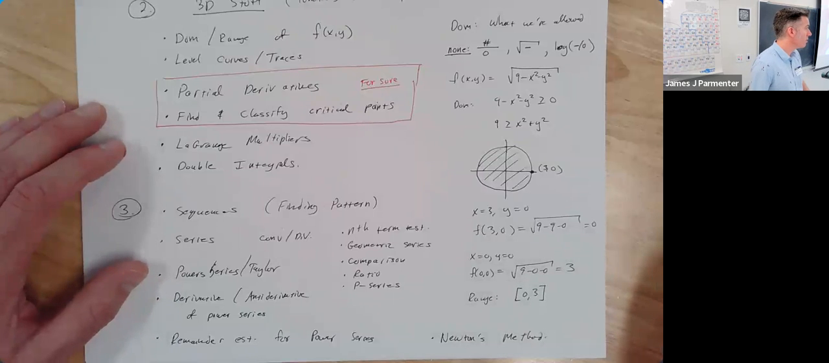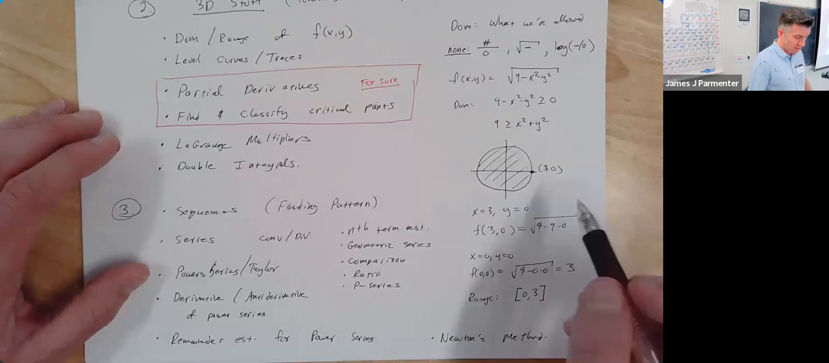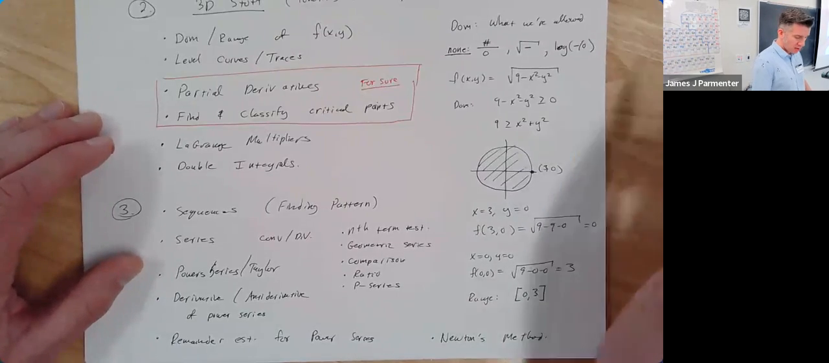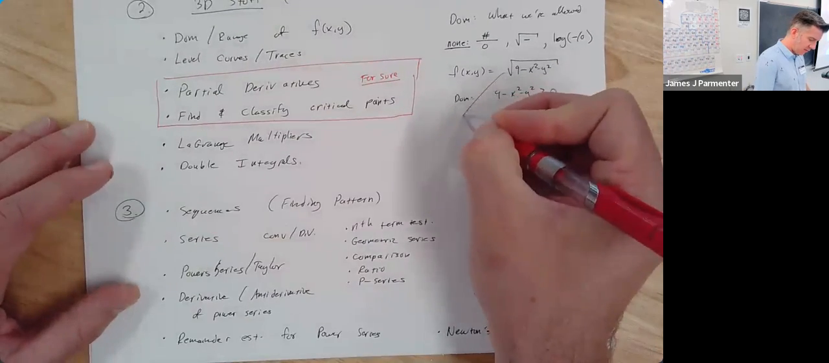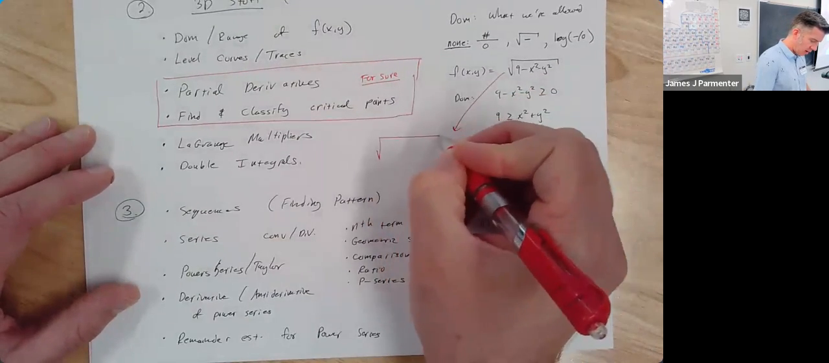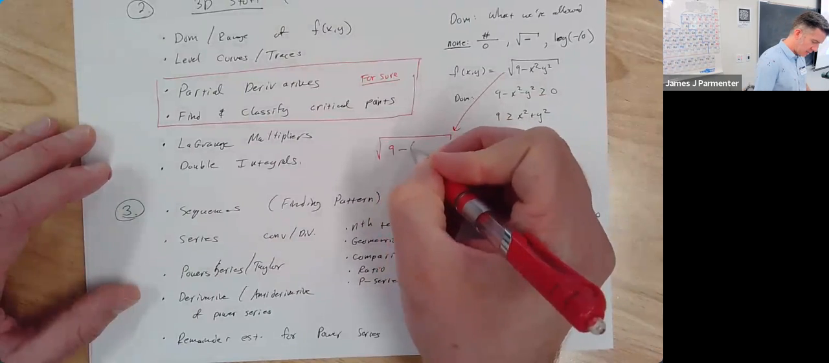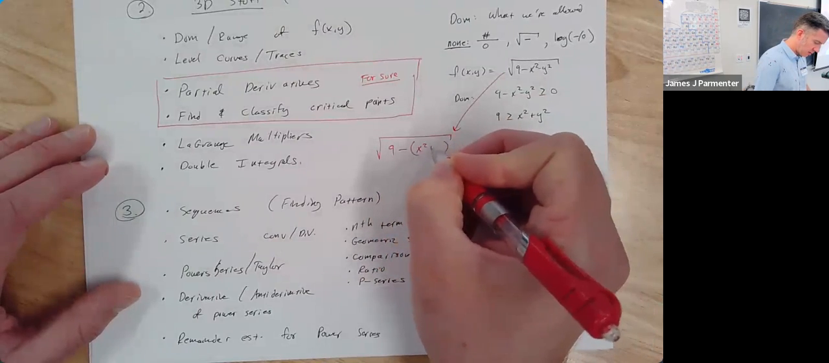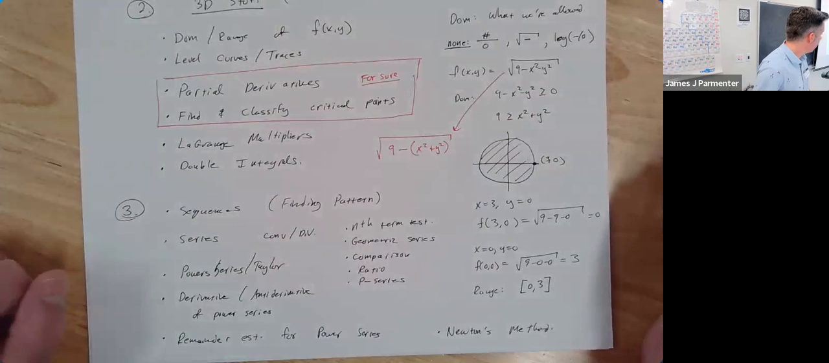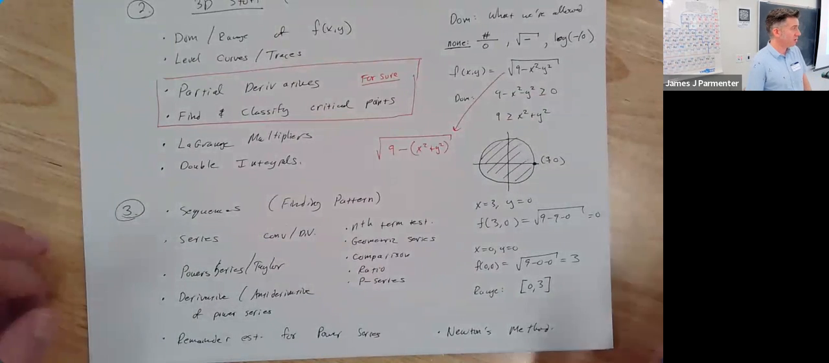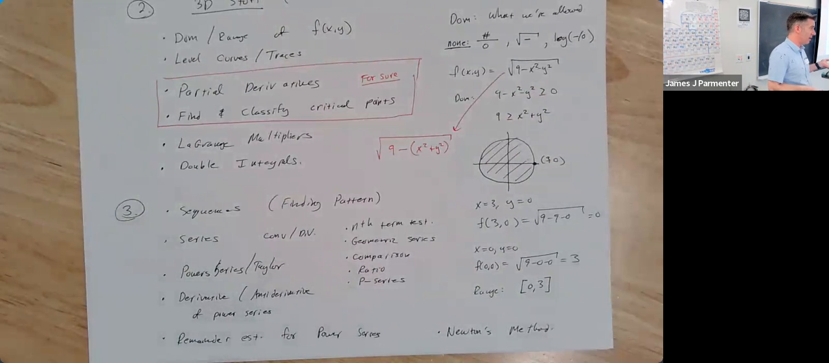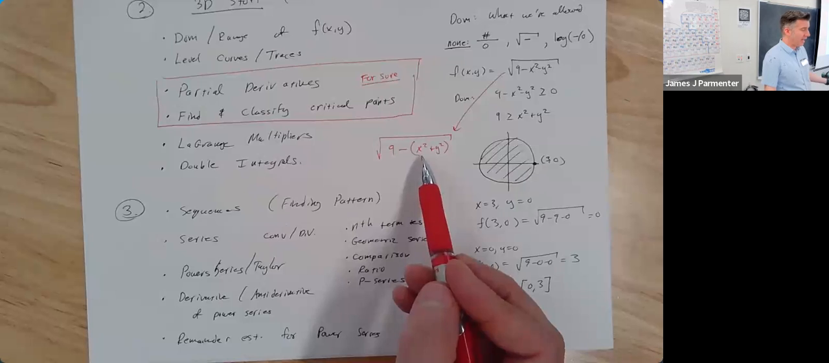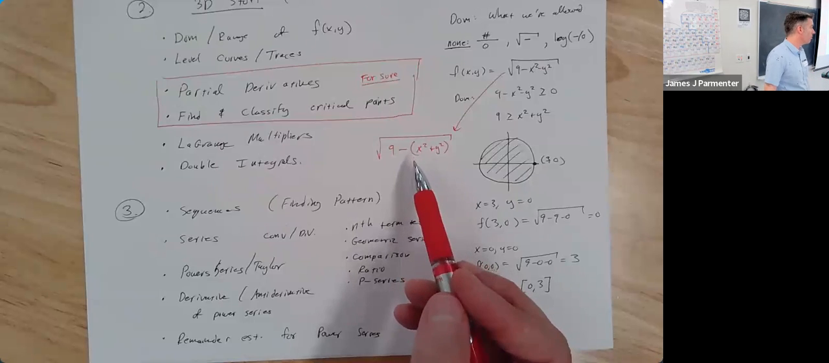Why do you think 0, 0 again? Because that is the point that makes x and y as small. So when I'm looking at this, I'm really thinking of it more as the square root of 9 minus x squared plus y squared. If I'm trying to make a function as large as possible, I'm trying to make the thing I'm subtracting from it as small as possible. So let me ask everybody, what's the smallest that x squared plus y squared can ever equal?